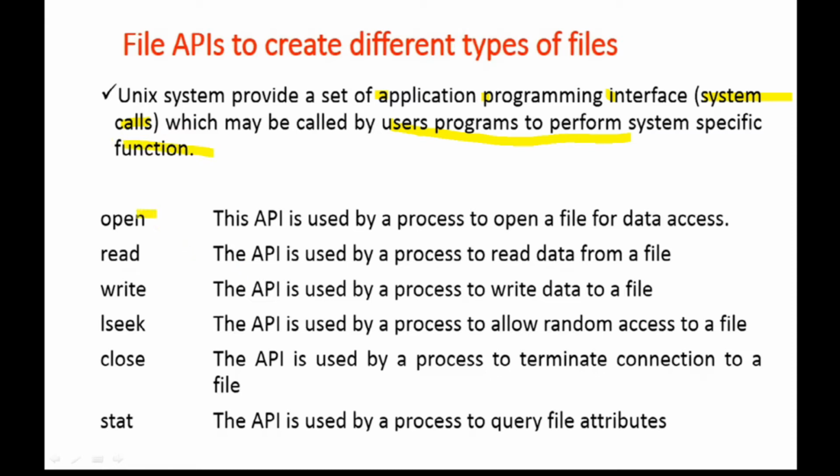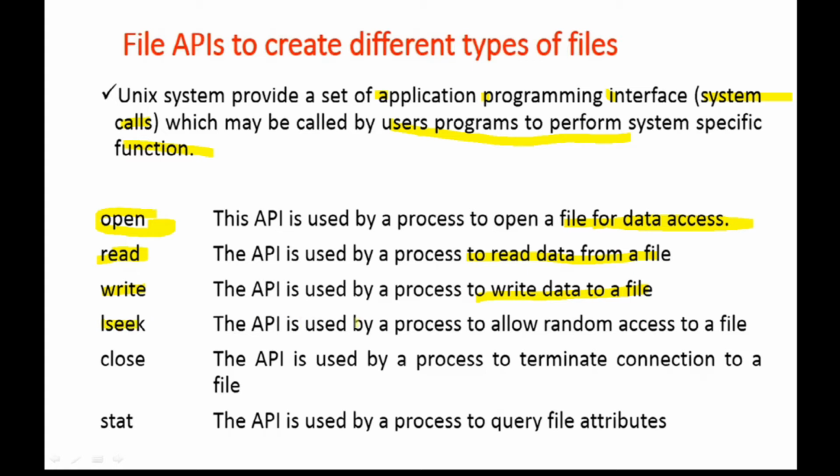The first one is the open API. This API will be used by the process to open a file for data access. The next is the read system call. It will be used by the process to read the data from the file. The next is write, to perform the write operation on the file.